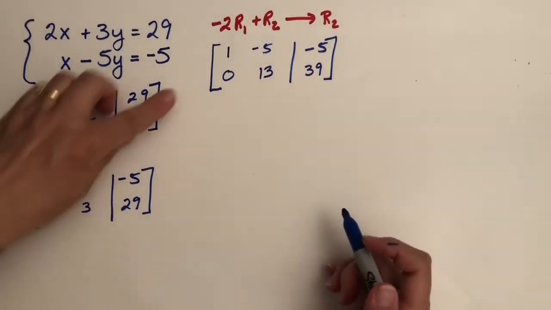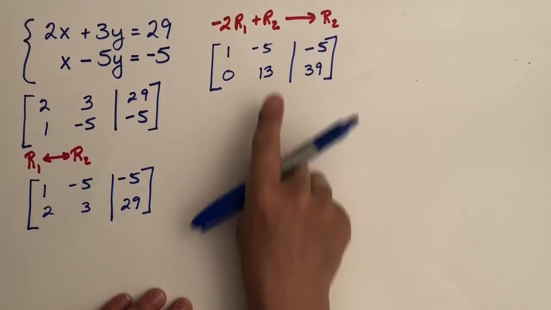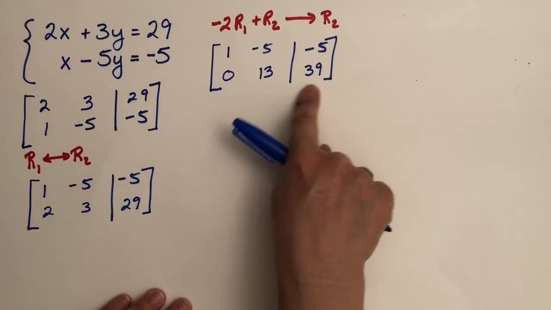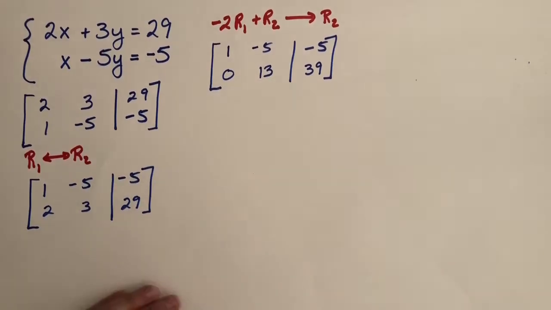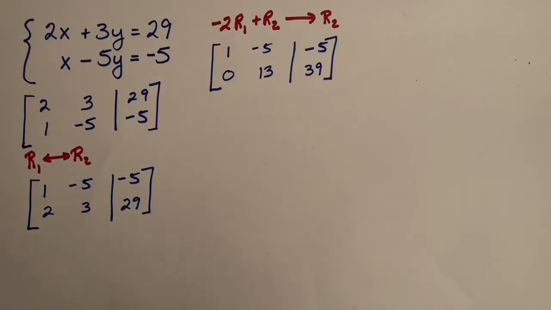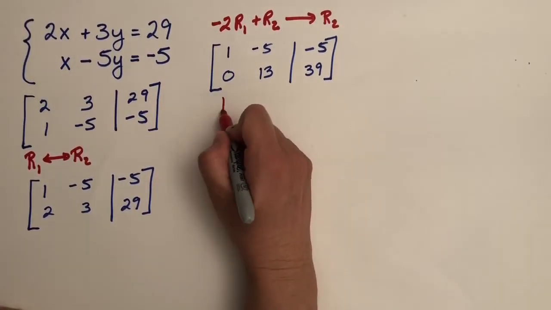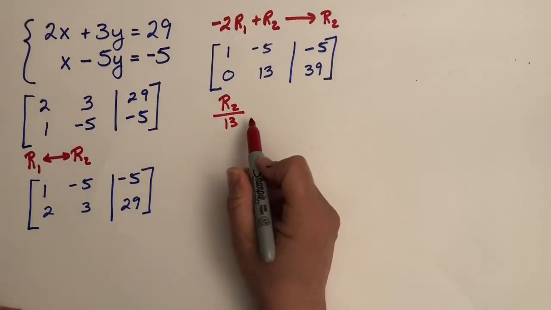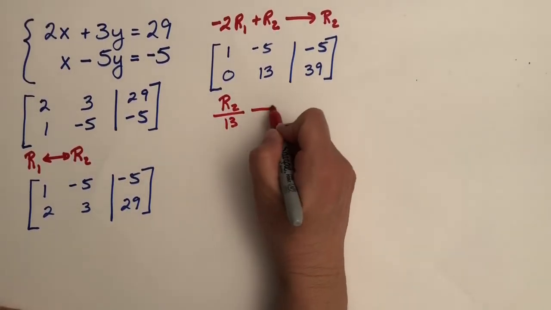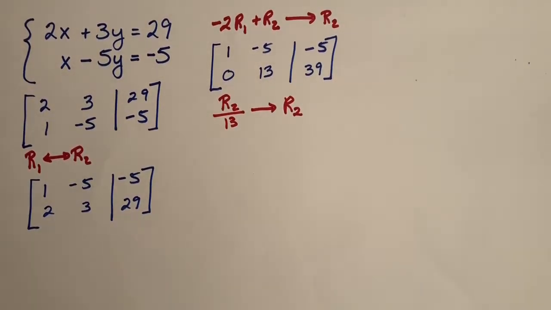And so now we're here. We have a 1 and a 0 beneath. We need to make this a 1 next. Notice if we just divide by 13, we will have a 1 right here. So let's do that. Remember, multiplying a row by a constant is one of our elementary row operations. So we can think of it as dividing row 2 by 13 or multiplying row 2 by 1/13. Either way, we're going to place that into row 2.